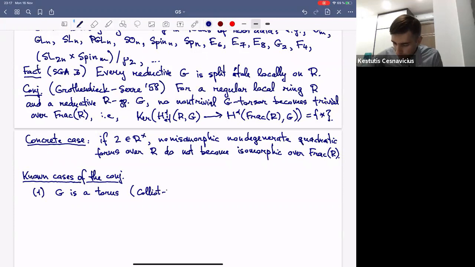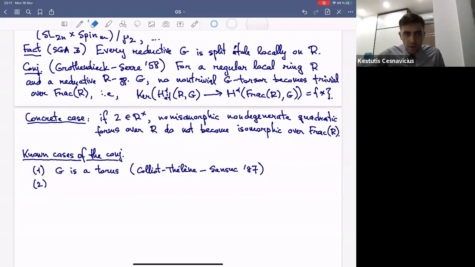It is first split tori, but for general not necessarily split tori, it is not. But this was settled by Colliot-Thélène and Sansuc, using the technique of flasque resolutions of tori. In fact, the technique was invented in part for this purpose. So this is the case when G is as simple as possible. As far as the ring R is concerned, of course, if R is of dimension zero, namely a field, that's a triviality. But the next simplest case is when R is of dimension one, namely a discrete valuation ring.